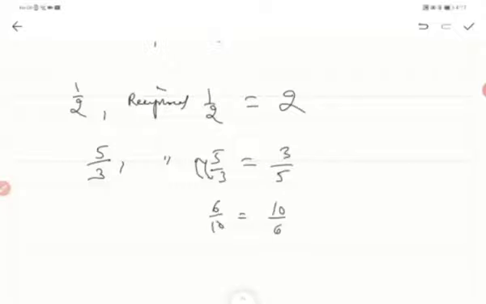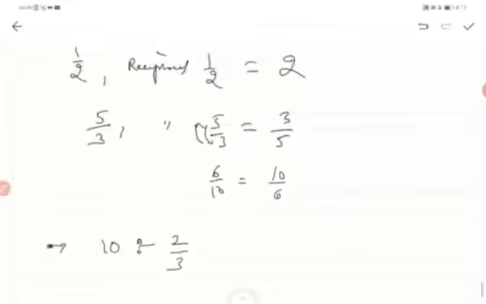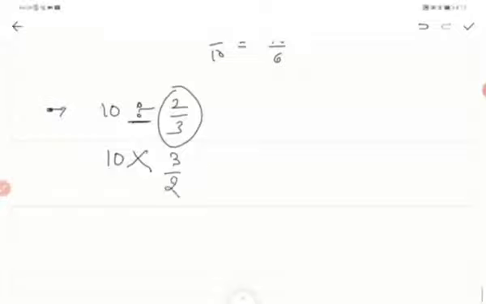It's very easy. For any fraction you have to divide by, take one more example: suppose I have 10 divided by 2 by 3. Using the reciprocal, you convert this into multiplication by the reciprocal. The reciprocal of 2 by 3 is 3 by 2. So my answer will be 30 by 2.